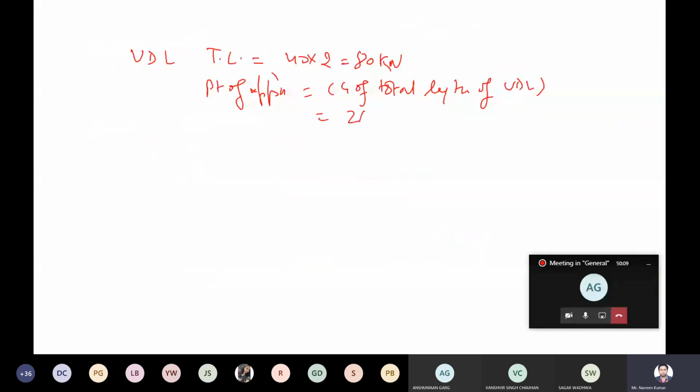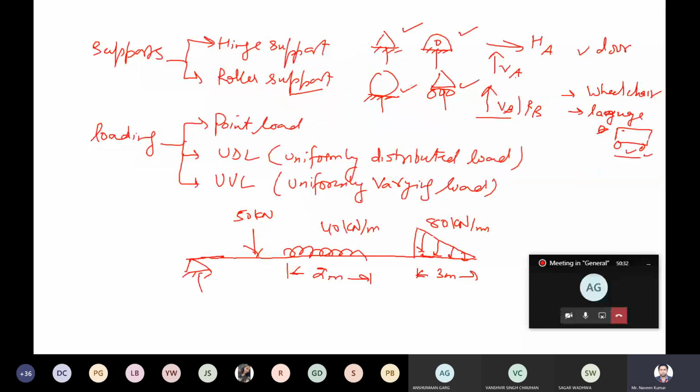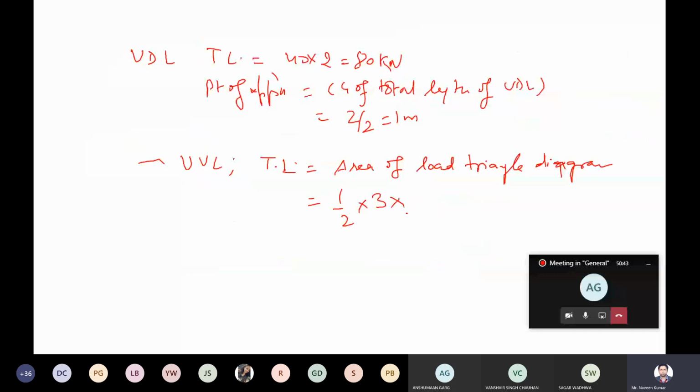Similarly, now we have to convert the UVL into point load. Total load will be the area of the load triangle diagram. So what is the area here? See, half into, it is starting from 0. Here it is 0 kilonewton per meter, and here it is 80 kilonewton per meter, and the length is how much? 3 meter. So half into 3 is the length, and load varies from 0 to 80. So it will be 80 minus 0. So this will be how much? 120 kilonewton.